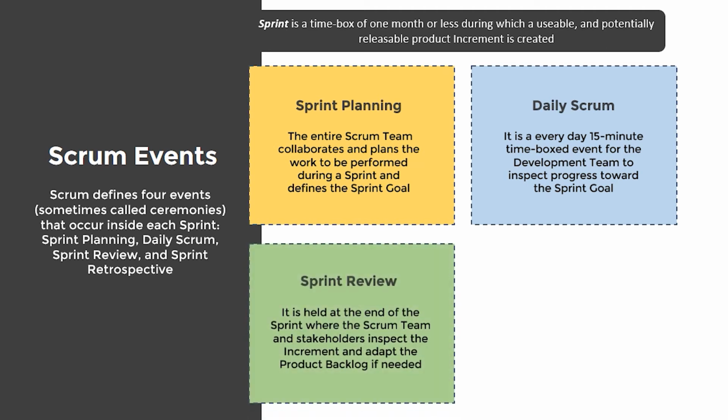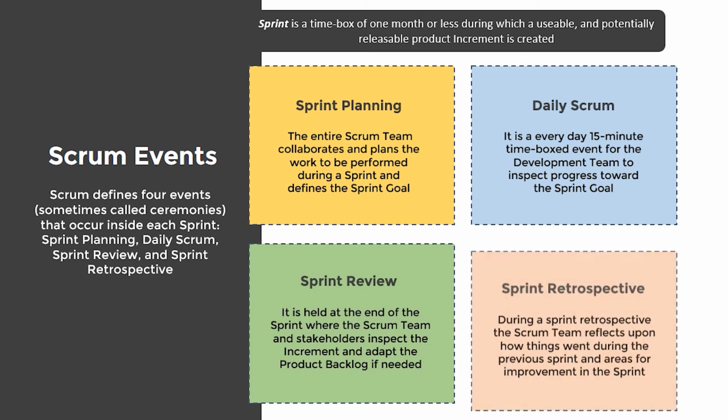Sprint review. A sprint review is held at the end of the sprint to inspect the product increment and update the product backlog if needed. During the sprint review, the Scrum team and stakeholders collaborate about what was done in the sprint. Based on the feedback, they update the product backlog as needed. So, the result of the sprint review is a revised product backlog that defines the probable product backlog items for the next sprint.